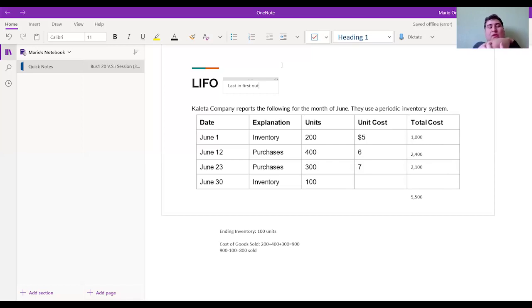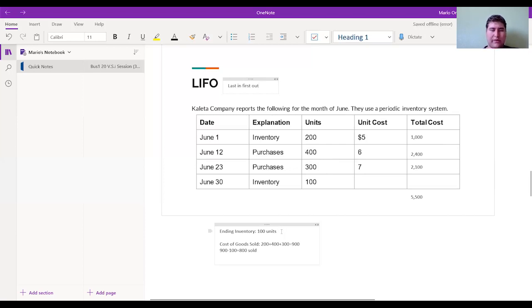That means the goods that we buy now are the ones that we're going to sell now, or the costs that we're going to use now. And so, instead of starting up here and using the June 1st layer as the unit cost for what we're selling, we're going to use this 300 unit layer, the June 23rd layer. We're going to use $7 per unit as the first cost that we're going to get rid of.